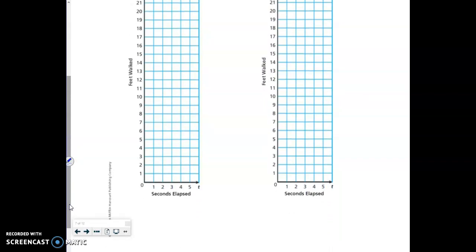All right, so for student 1, which is the first graph here, at 0 seconds, he's gone 0 feet. So we're right in that corner, 0, 0. But if we look back at the table, after 1 second, I've bounced over 1, he has traveled 3 feet. And at 2 seconds, I'd go up another 3, and he would travel 6 feet. I go over to 3 seconds, and he would have traveled 9 feet.